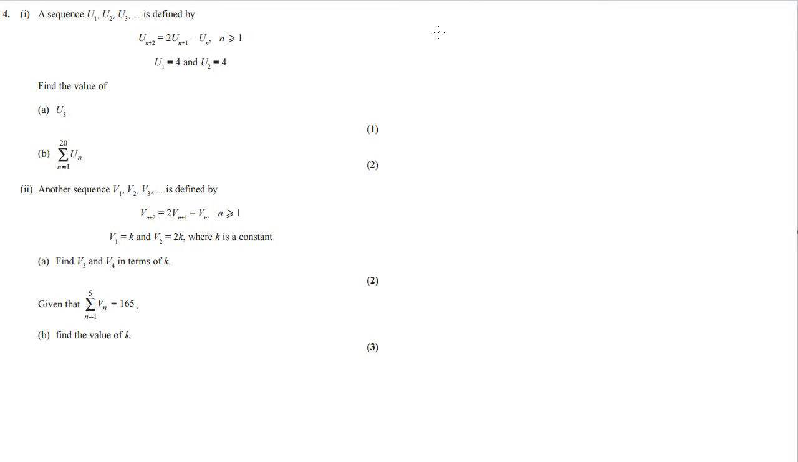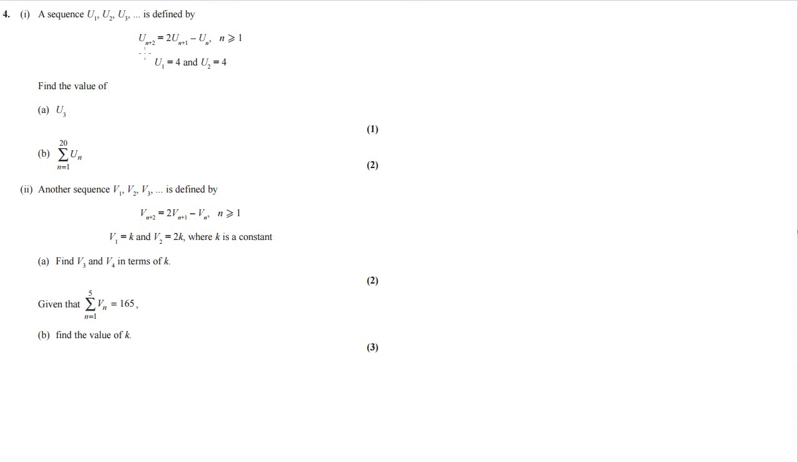Let's start. This question says that there is a sequence u1, u2, u3 and so on, which is defined by an equation with this relationship. You can see that u(n+2) is equal to 2 times u(n+1) minus u(n), and they have given us u1, which is the first term of the sequence, and u2, which is the second term, and then they want us to find the value of u3.